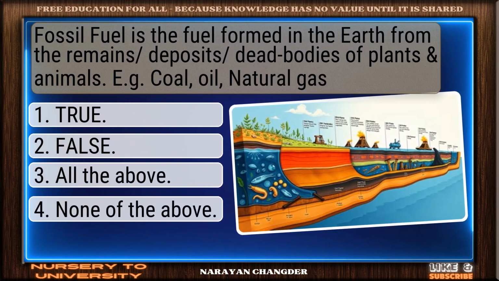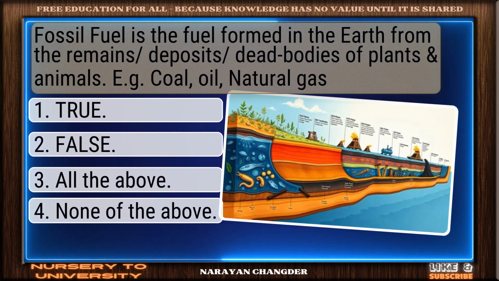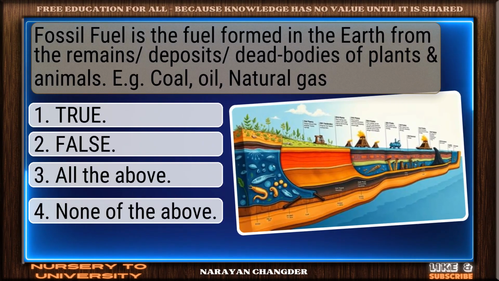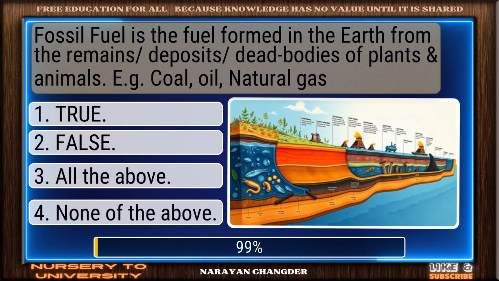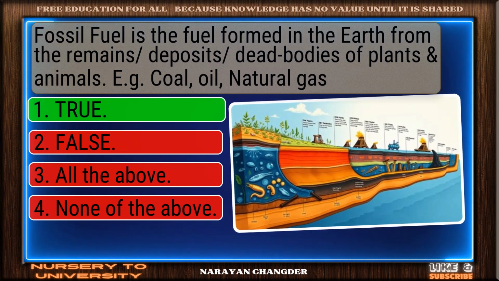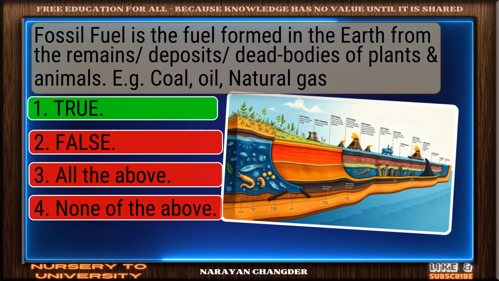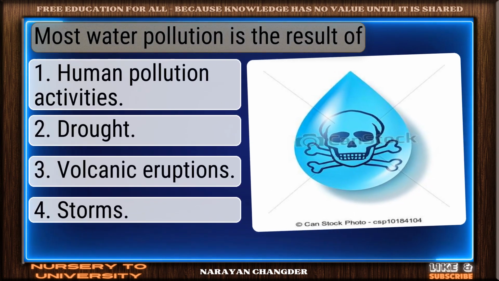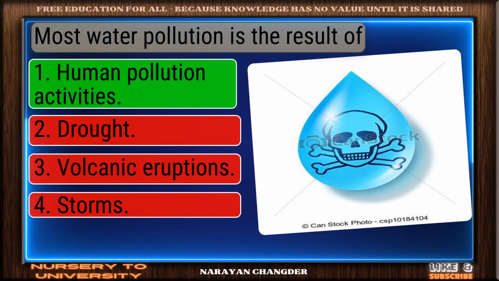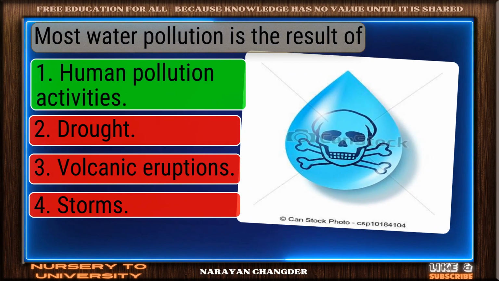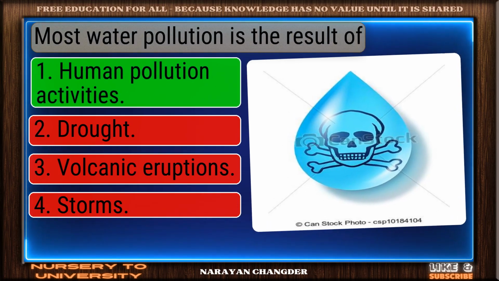Fossil fuel is the fuel formed in the earth from the remains, deposits, dead bodies of plants and animals, e.g. coal, oil, natural gas. Nicely done. True is a solid answer. Most water pollution is the result of dash. Smart move. Human pollution activities is an accurate answer.